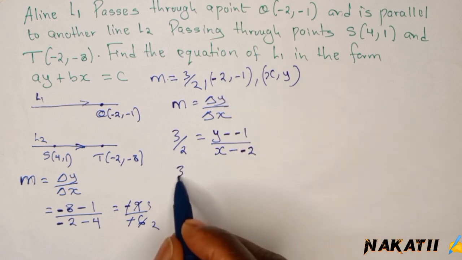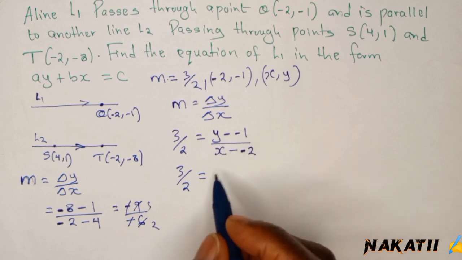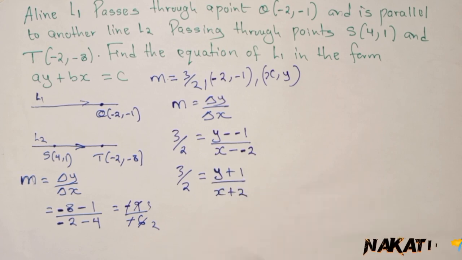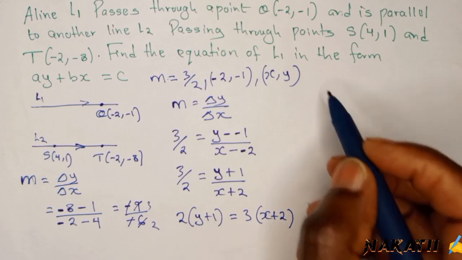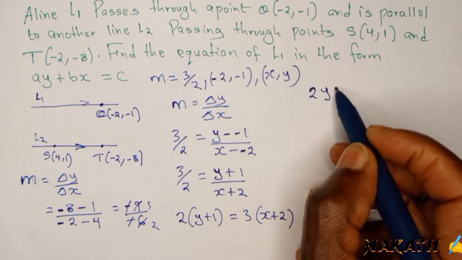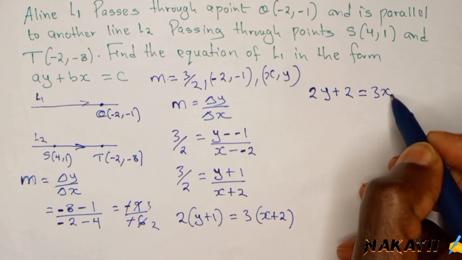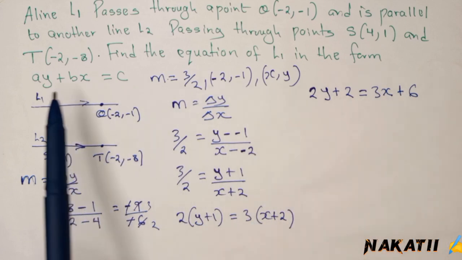So this one will be 3/2 is equal to, these minus signs always turn to positive, so this will be (y + 1) over (x + 2). If you cross multiply, we are going to have 2 times (y + 1) is equal to 3 times (x + 2). If you open the bracket, we are going to have 2y + 2 is equal to 3x + 6. So we just arrange this in this form.